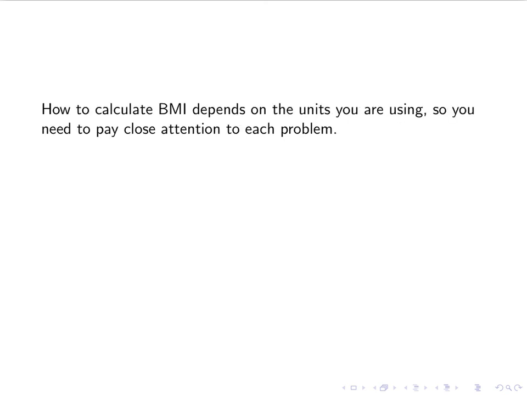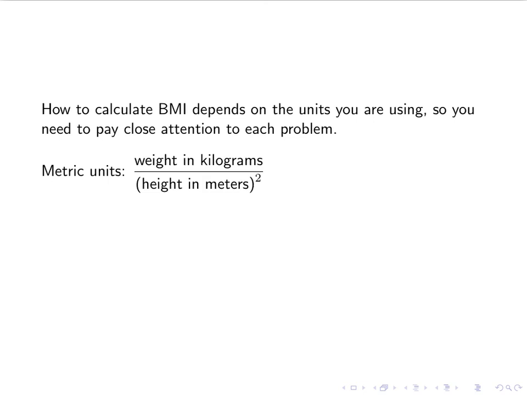So how we calculate it depends on what units we're using. So you have to pay attention. Are we in the metric system or are we in what we use in the US? Do we have kilograms and meters or do we have pounds and feet or inches? So if we're in metric, then the BMI is the weight in kilograms divided by the height in meters squared.